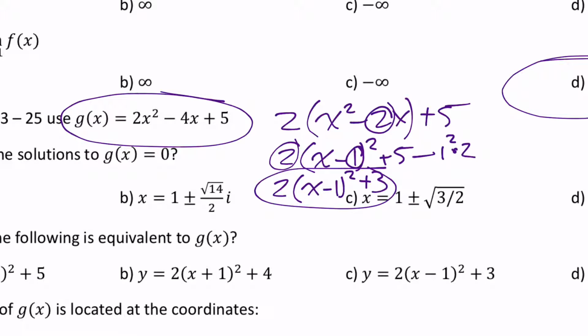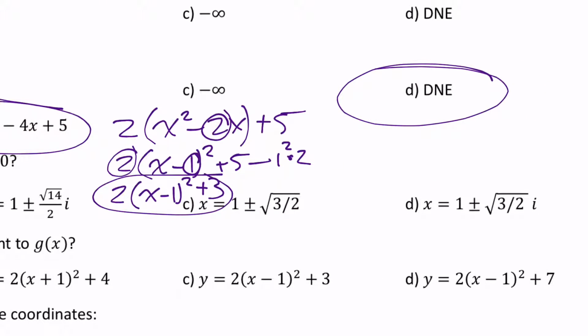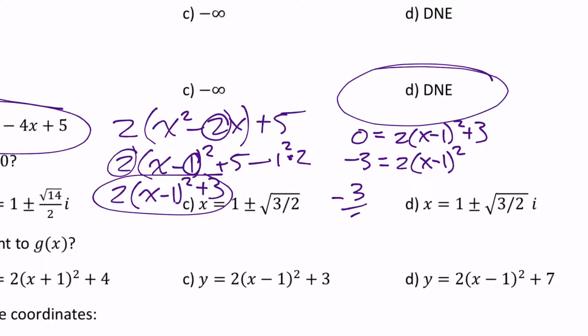That is my equation. If I want the solutions, I should set that equal to 0 and solve for x. So 0 equals 2 times x minus 1 squared plus 3. Let's subtract 3 from both sides. We'll get negative 3 equals 2 times x minus 1 squared. Divide both sides by 2, so we get negative 3 halves equals x minus 1 squared. Square root both sides. The square root of negative 3 halves, don't forget your plus or minus, equals x minus 1.